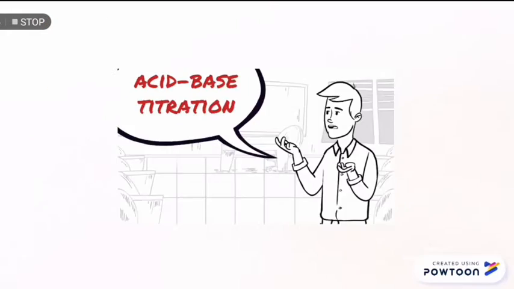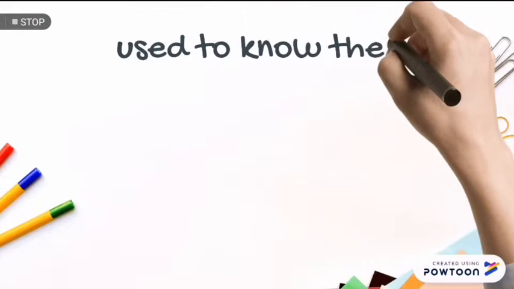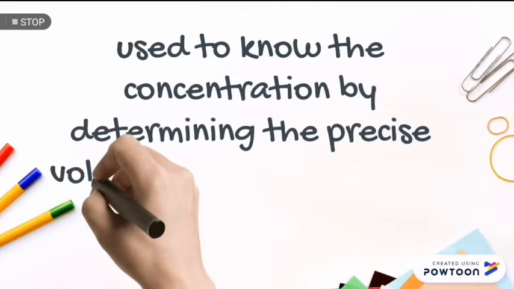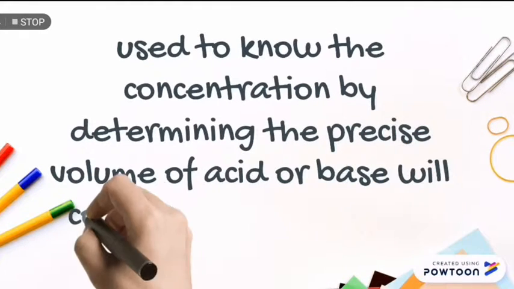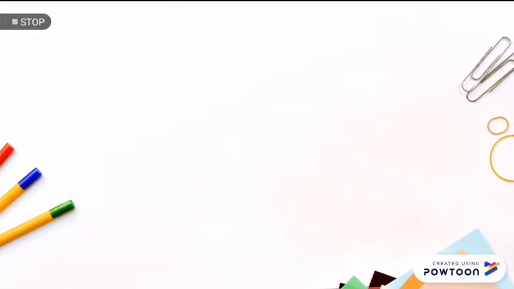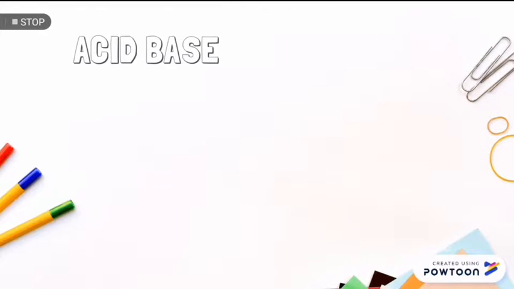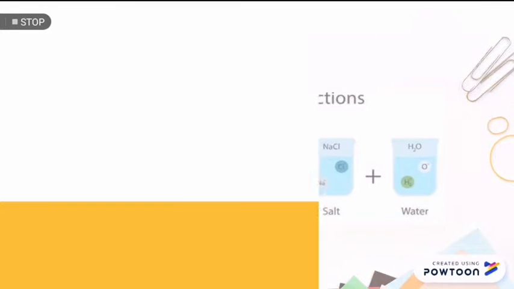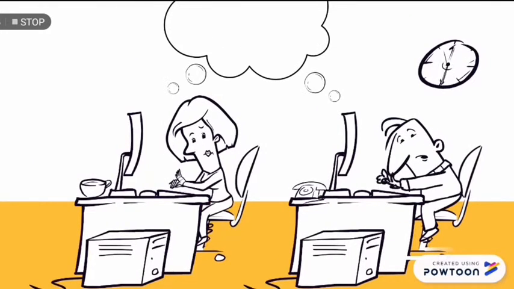It is used to know how concentrated the acid or the base is by determining the precise volume of acid or base that will completely react with it. Usually, the reaction that occurs in an acid-base titration is acid-base neutralization. So, how is titration performed?